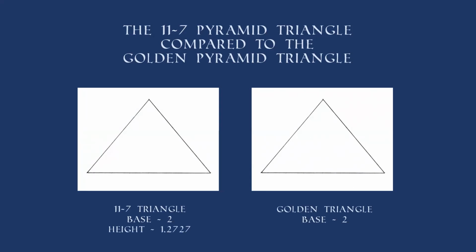1.2727272727. It's one of those repeating decimals. Whereas the golden pyramid triangle would have a height of 1.2720. So as you can see, it goes all the way to the 4th decimal place before it shows its difference. So these are virtually identical, and this is why they can be used as if they're the same triangle, even though they're ever so slightly different.